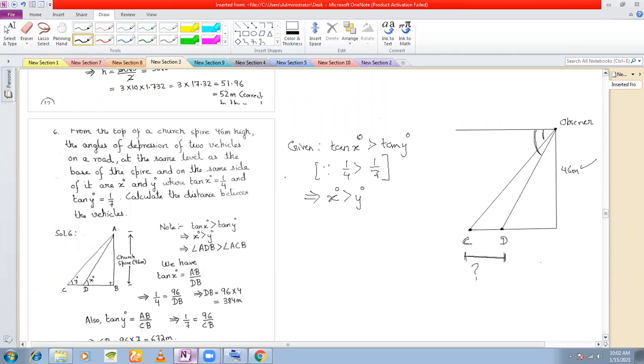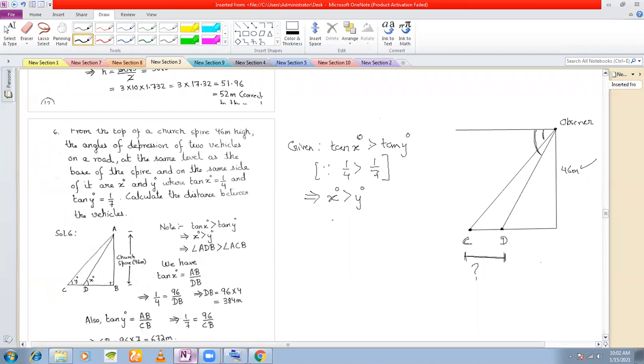And why can we write only in terms of tan? That is a question that will get answered later on, because we say that tan is an increasing function. Okay, it is an increasing trigonometric function. That is why tan x degree greater than tan y degree implies x degree greater than y degree.